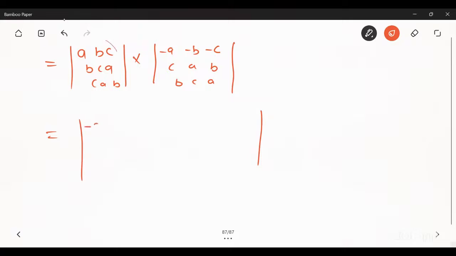So minus A square plus BC plus CB. Now first row multiply by second column: minus AB plus AB plus C square. Now multiply first row with third column. So minus AC plus B square plus AC.